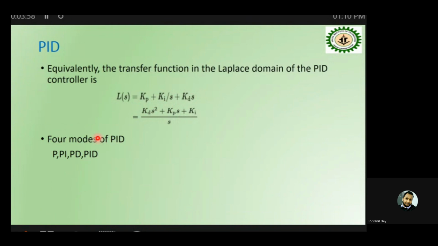Let's say we can have several modes of PID, but the acceptable modes are these four. One is P, next is PI, next is PD, and next is PID. So we can have several combinations of this proportional, integral and derivative controller.